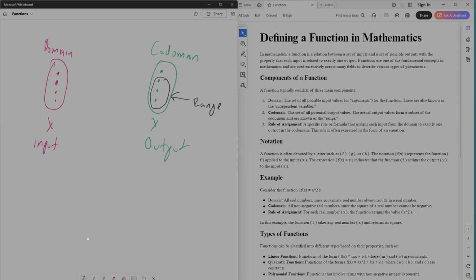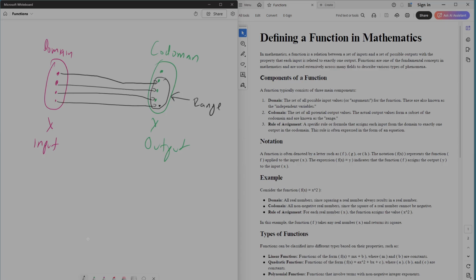Okay, so the rule of assignment: a specific rule or formula that assigns each input from the domain to exactly one output in the codomain. So for example, this one will go here, this one will go here, and this one will go here, and let's say this one will go to another point here.